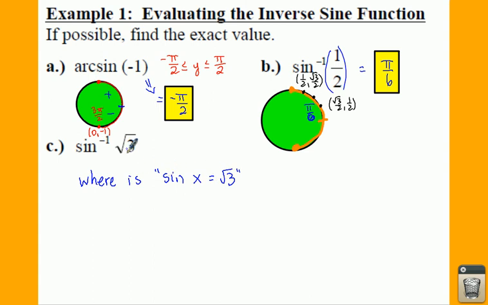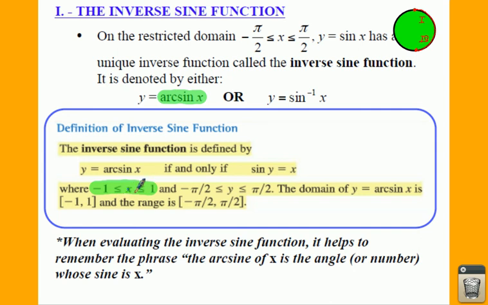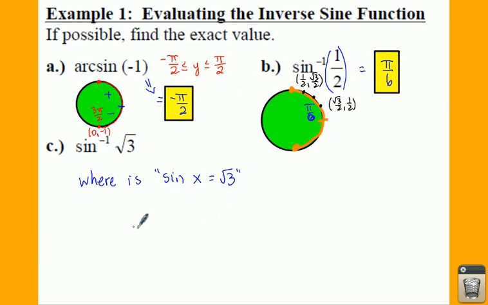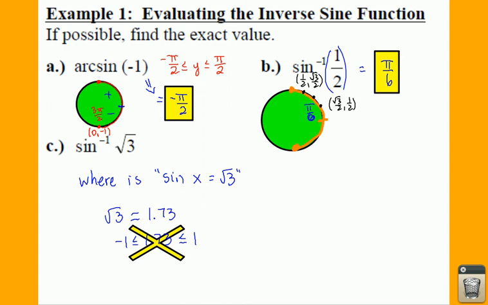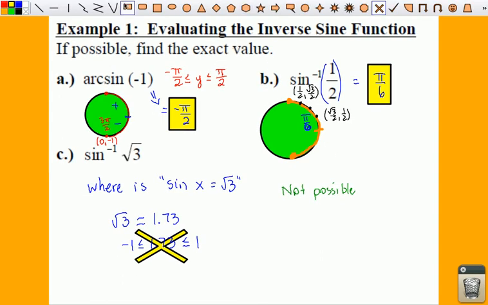So we're trying to find some value that's radical 3. Unfortunately, if we look back to the beginning here, the value has to be between negative 1 and 1. If you find out what radical 3 is equivalent to, it's 1.73. Is 1.73 less than or equal to 1 but greater than or equal to negative 1? How about no? This is not possible. So we end up with a value that is not possible. Our actual answer that we have to write here for C is not possible. So that's how you find your inverse sine functions.